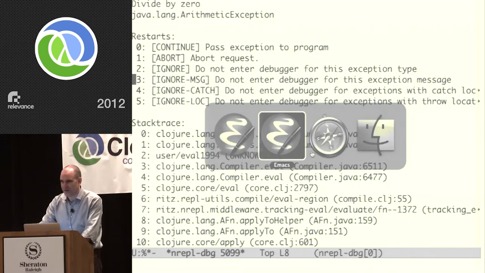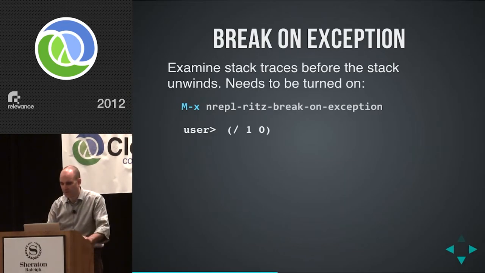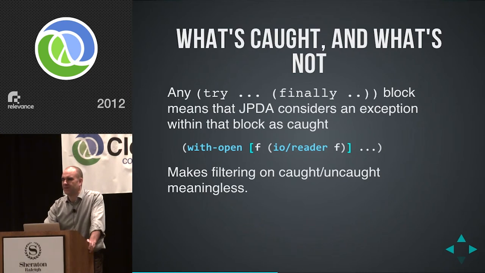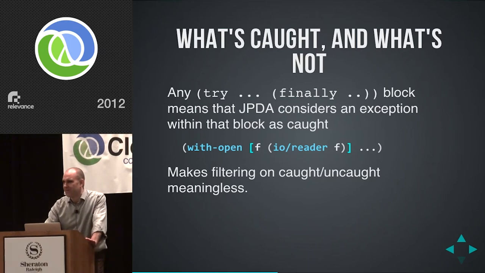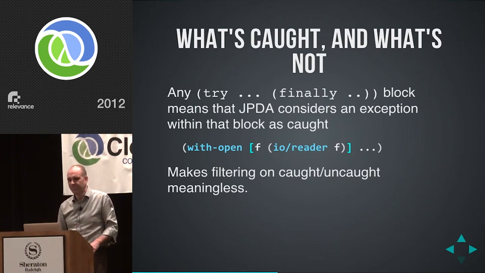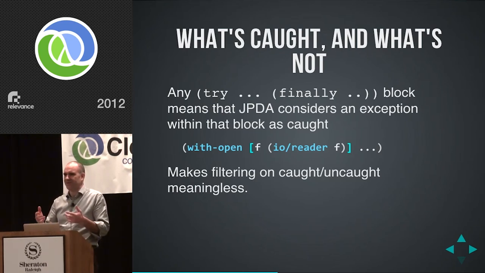There's one problem with catching exceptions on the JVM, and there's no real easy way of deciding which exceptions are caught and which are uncaught. So in Java, you can filter on caught and uncaught exceptions, which is quite useful. In Clojure, it's less useful because any try finally block effectively catches exceptions. So any binding form, any with-open form, effectively catches all the exceptions underneath that. And those are pretty prevalent in pretty much any Clojure program. So it's pretty much useless filtering on caught and uncaught, which makes the whole handling of which exceptions you want to see a bit more complex.